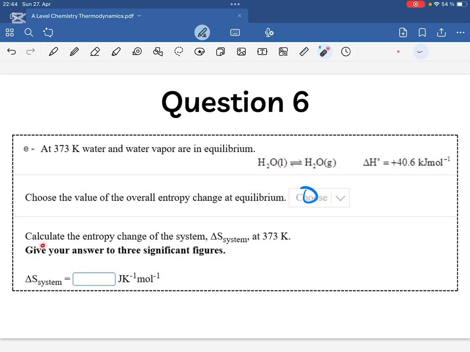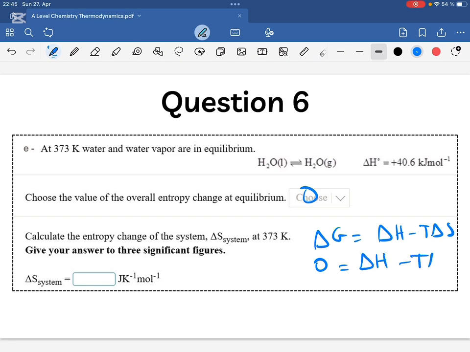The next question, calculate the entropy change of the system, delta S system at 373 Kelvin, and give your answer to 3 significant figures. Now, delta S total is equal to 0, but delta S of the system is not equal to 0. Something else is equal to 0, and it's delta G. So delta G is equal to delta H minus T delta S. At equilibrium, delta G is going to be equal to 0. Delta H is going to be plus 40.6.